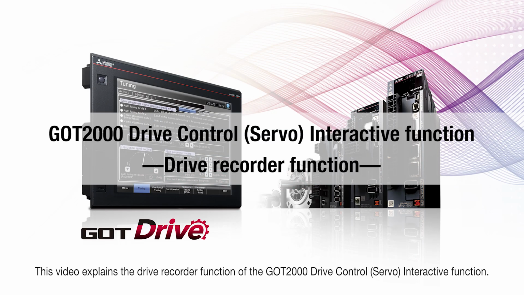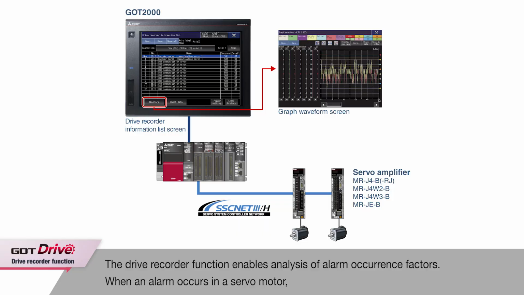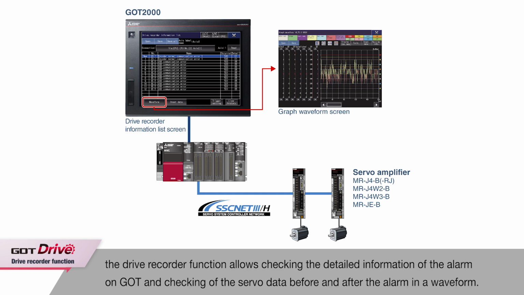We will introduce the drive recorder function of the GOT2000 Drive Control interactive function. The drive recorder function enables you to analyze alarm occurrence factors. For example, when an alarm occurs in a servo motor, the drive recorder function allows you to check the detailed information of the alarm on GOT and to check the servo data before and after the alarm in a waveform.